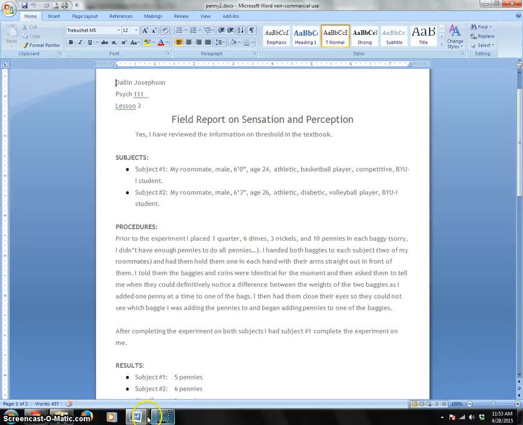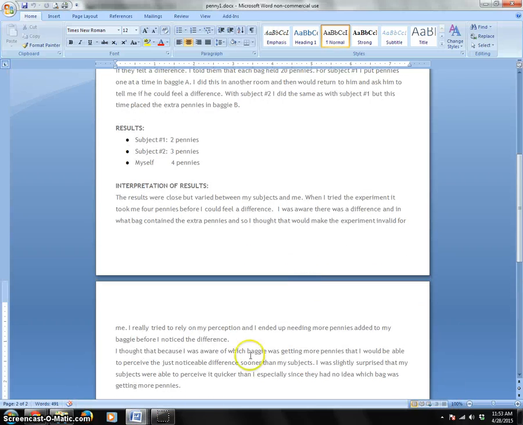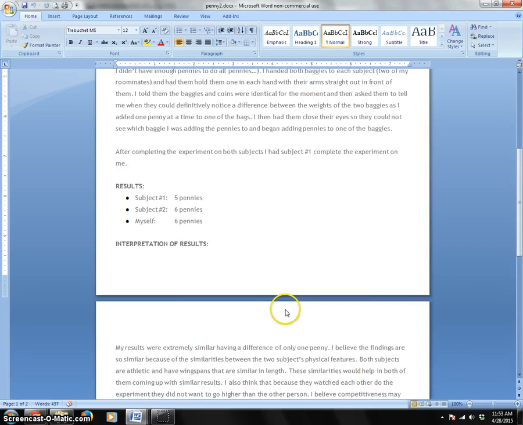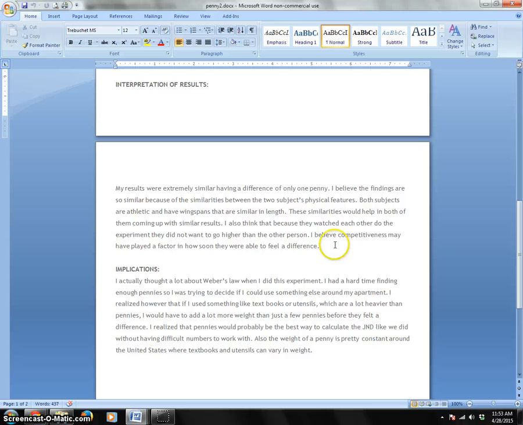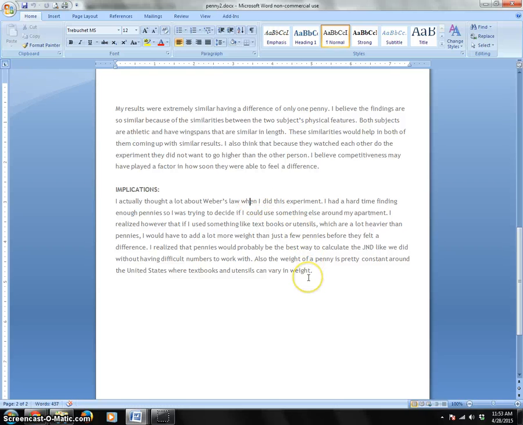Is this the same report? They look very similar. Nope, I think these are different. But essentially, same thing with this one. This one could have a little bit more depth on the interpretation and a little more depth on the implications, but it's not too bad.